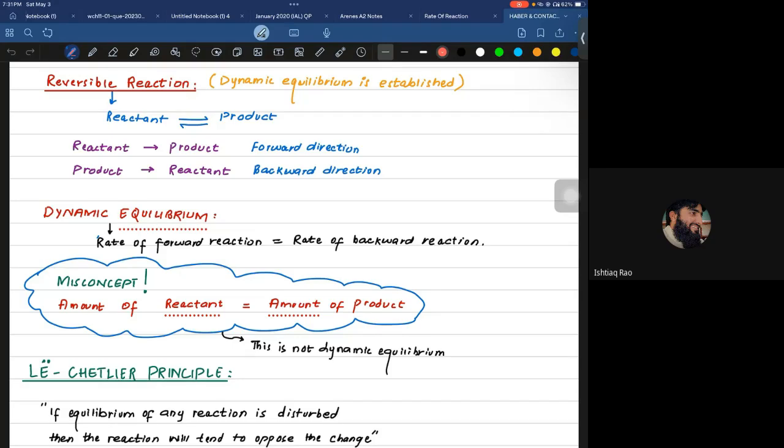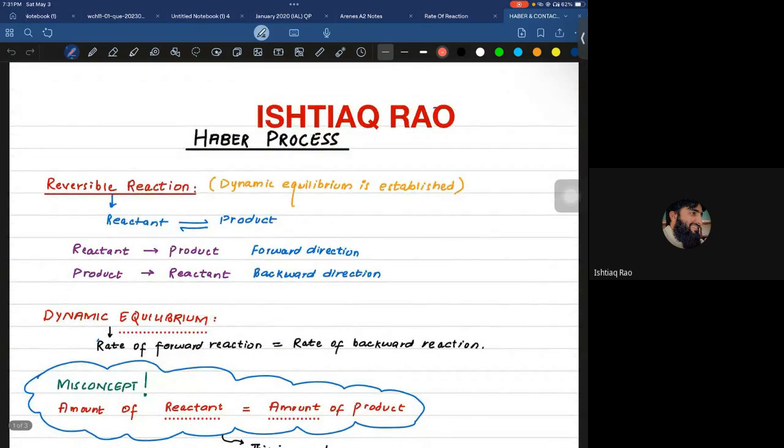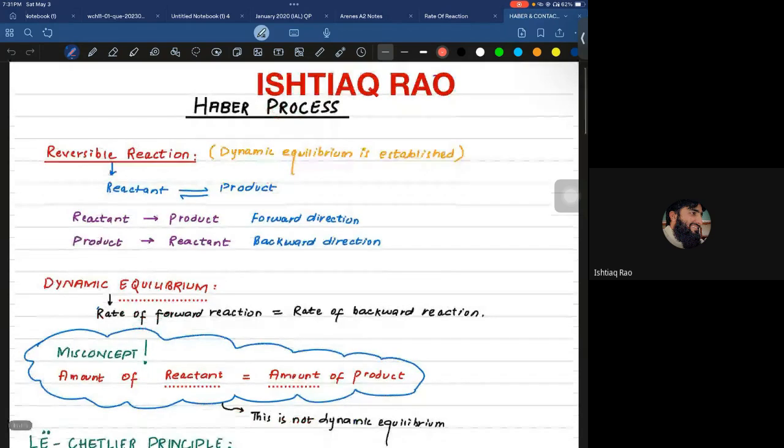The definition of a reversible reaction is that the reactant changes into the product and the product changes back into the reactant. That is called a reversible reaction. Reactant changes into product and product changes into reactant. This is known as a reversible reaction and it is represented by a double arrow.